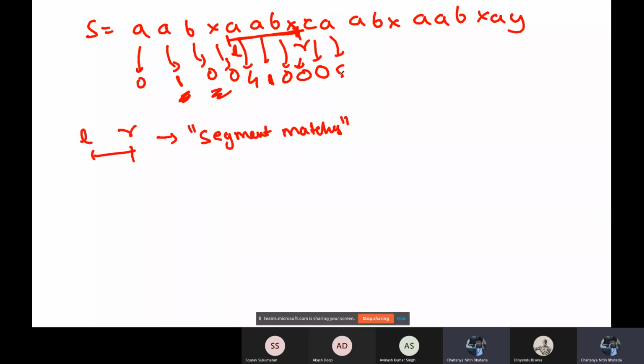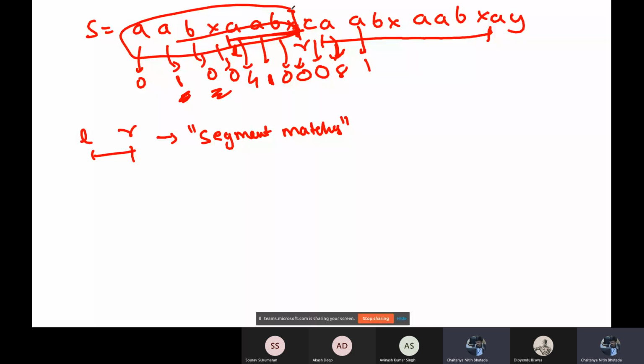Now here it will be 8, and this segment will be quite big, from here to here. As it matches AABX, AABX, the value we directly put is 8. Now here we can directly put 1 because this segment and this segment match. So we can directly put 1, we can directly put 0, we can directly put 0.